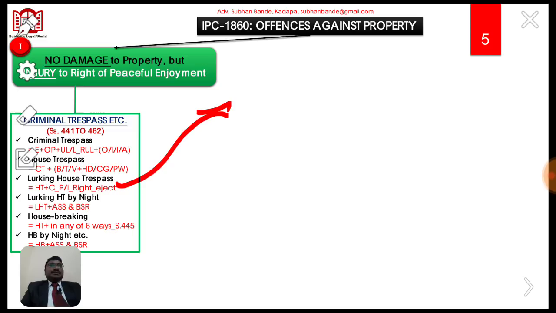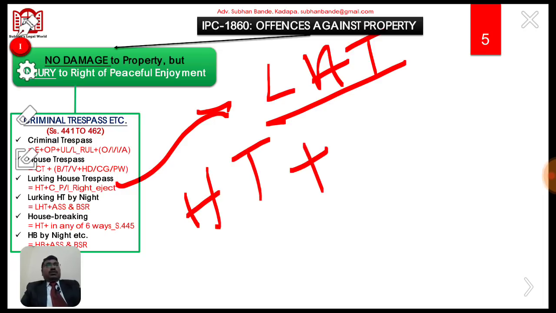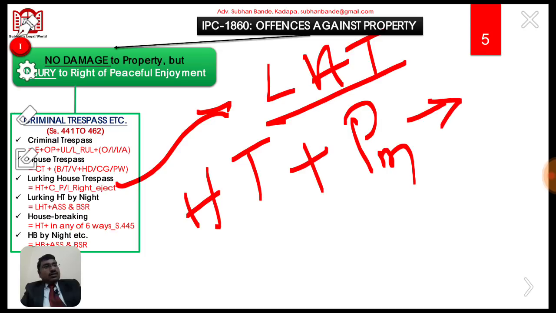Lurking house trespass. Lurking house trespass means a house trespass plus the accused should take some active precautionary measures to conceal his presence or his identity from the person who has the right to prevent that person from entry, or who has the right to exclude or eject the accused upon such entry.